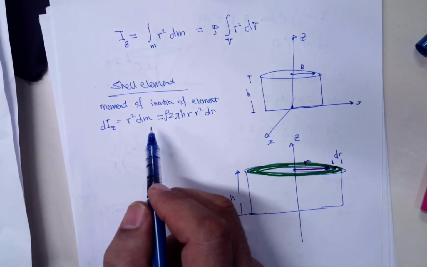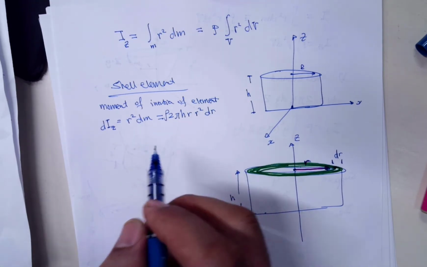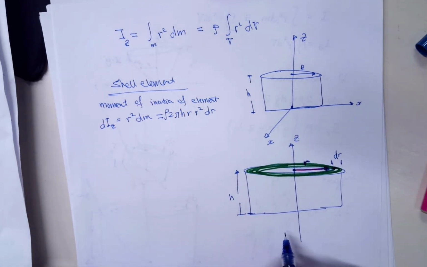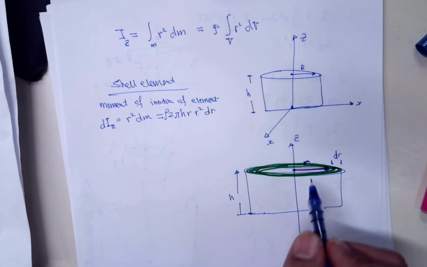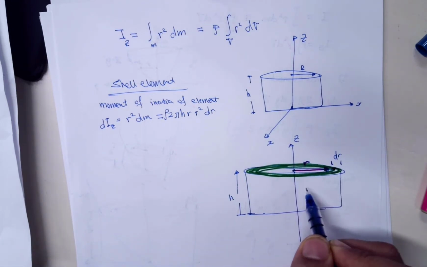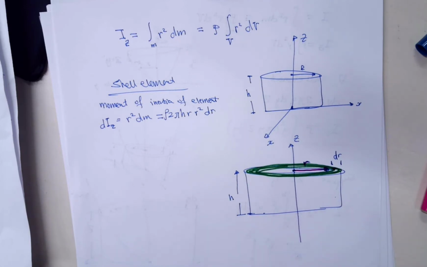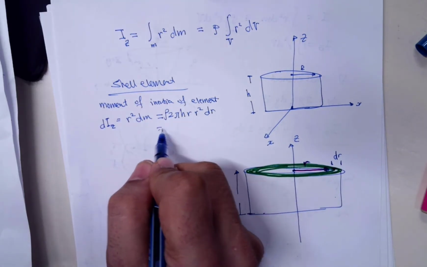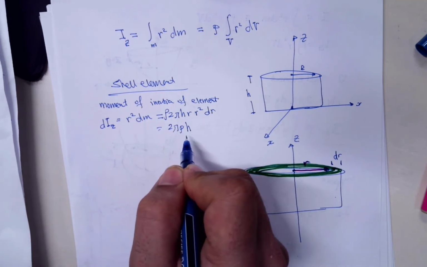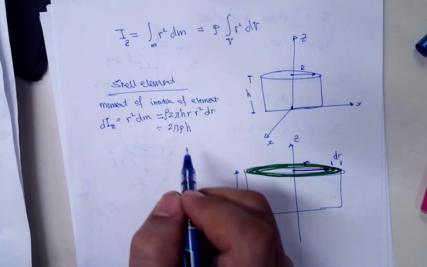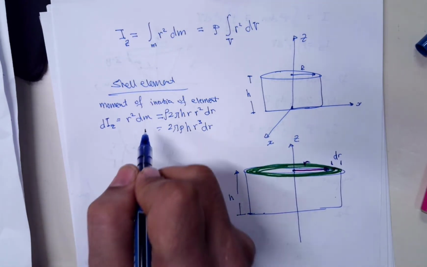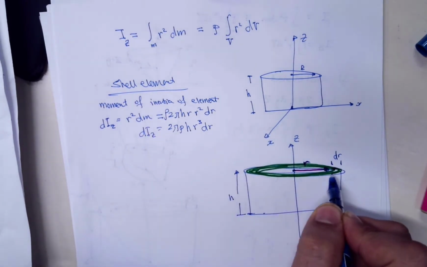Okay, where r squared is there, dm is the volume multiplied by the density, and the volume is the circumference 2 pi r multiplied by thickness dr multiplied by the height, right? So that's going to give us 2 pi rho multiplied by the height multiplied by r to the power 3 dr, and this is only for one element, right?